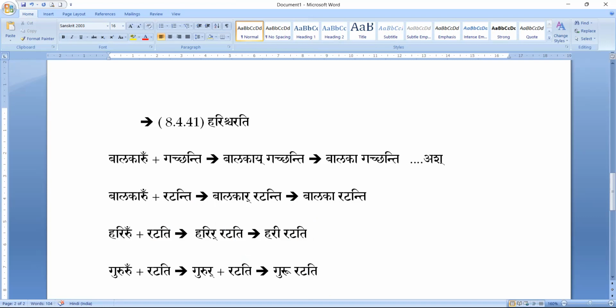That's why I said you have to be very alert with Saṃskṛtam. Very alert. Guru Ratati. Guru is Dvivachanam, so it should not be Ratati, it should be Ratataha. No. Sandhi has happened.